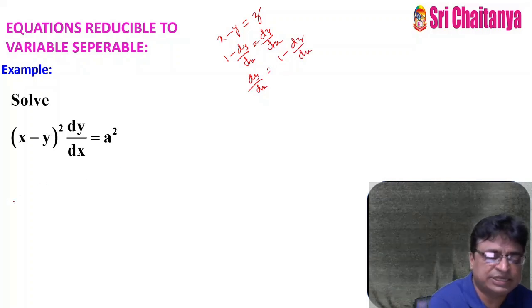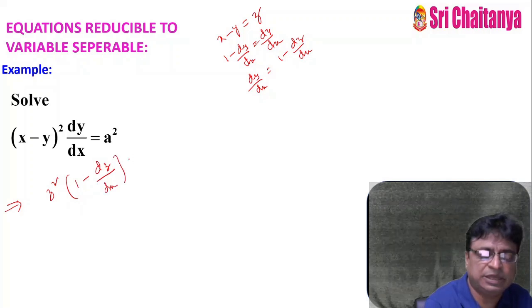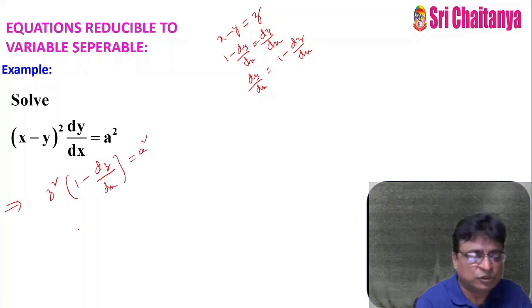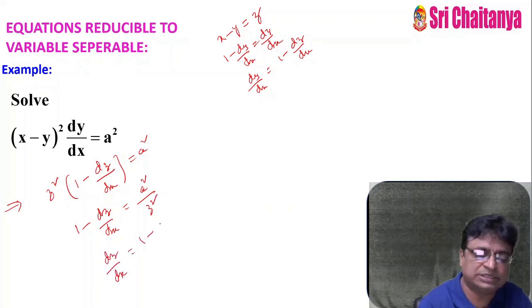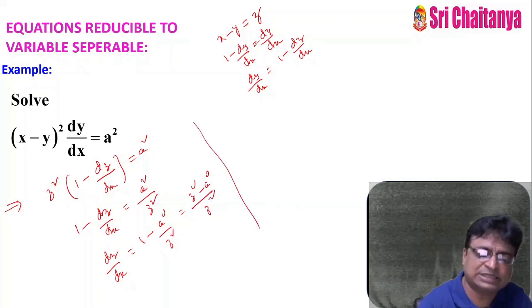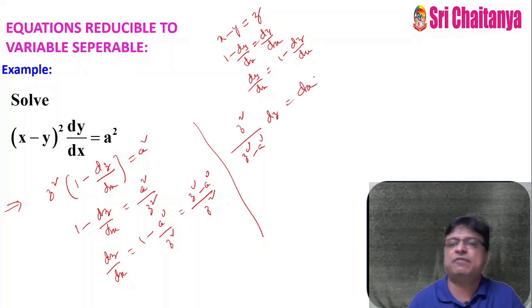So replace all these things here. That means z square into, in the place of dy by dx, 1 minus dz by dx equal to a square. So 1 minus dz by dx equal to a square by z square. So dz by dx equal to 1 minus a square by z square, that is z square minus a square by z square. So this I can write as z square by z square minus a square dz equal to dx. Now it is in the form of variable separable.